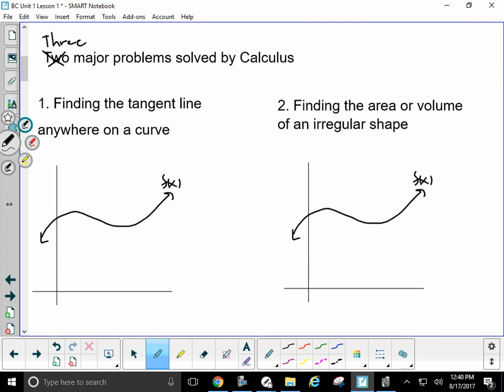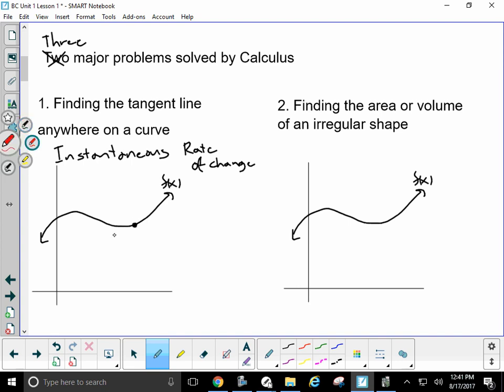We'll include a third one next to the first two. First one is finding the tangent line anywhere on a curve, or finding the instantaneous rate of change of a function. How quickly is a function changing at a specific spot, or how quickly is something changing at a specific moment in time? Essentially, it's the same thing.